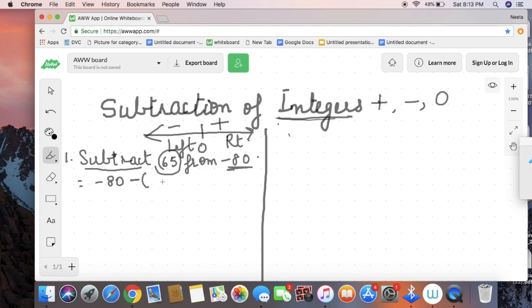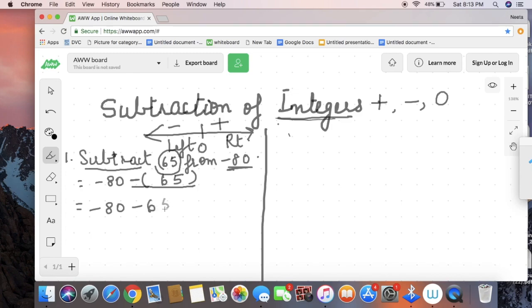Then we drag and drop the first integer with its sign. That is minus 80, minus, we write in bracket 65. Now we remove the bracket. Now negative means the opposite direction of that number. So the opposite of 65 will be minus 65. So we write minus 80 minus 65.